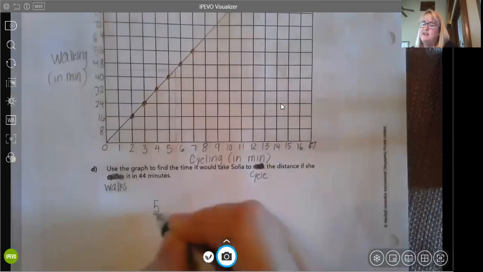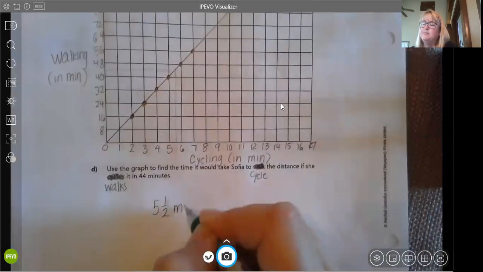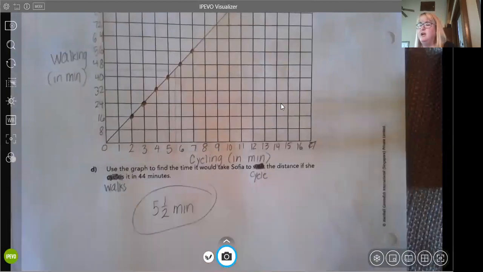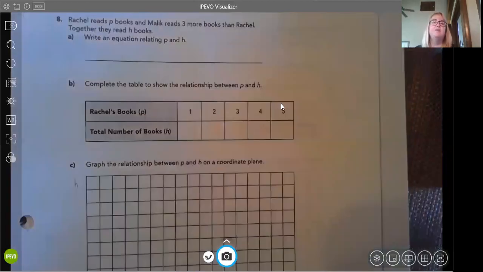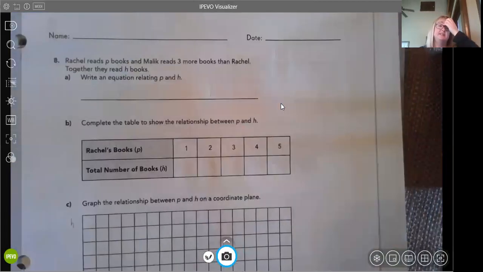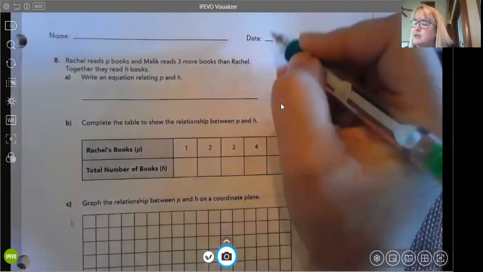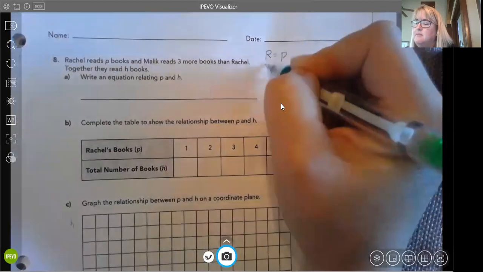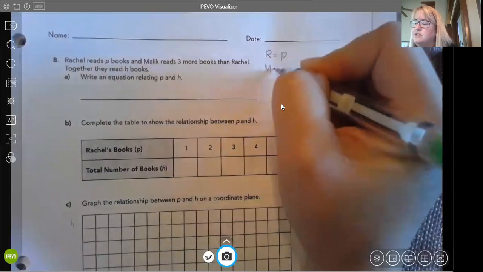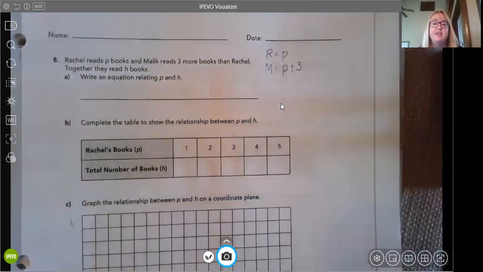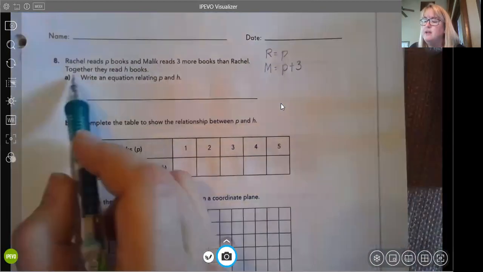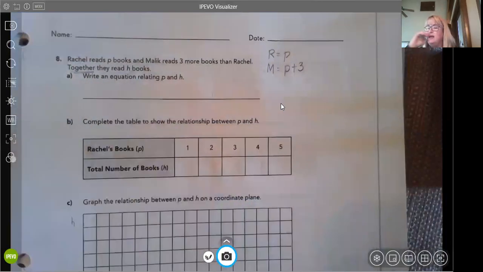So this would be 5.5 minutes is the answer. All right, let's look at number 8. We're going to do this one together too because it's brand new. Rachel reads P books and Malik reads 3 more books than Rachel. Let's write that down. Rachel, she reads P books. Malik reads 3 more than Rachel, so it's P plus 3 more. All right, together, they read H books. Write an equation relating P and H.